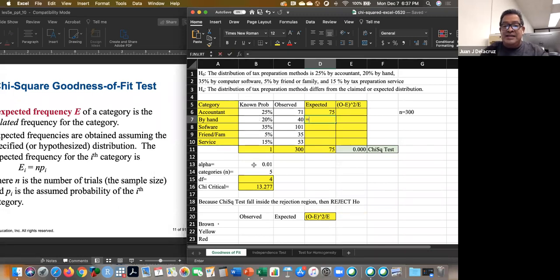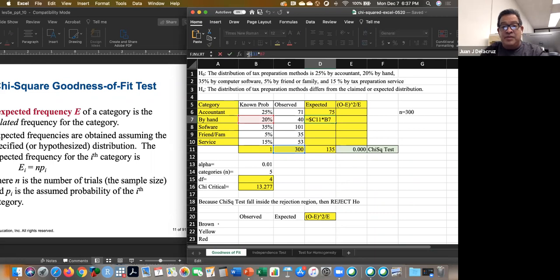So I can do exactly the same, 300 multiplied by 20%. So in the second case, I have 40 people observed. So I did my survey, 40 people answered that they did it by hand, but the expected was 60, right? So 20% of these 300 is going to be 60. So that is the expected, that is the observed. So I can do the same. I just wanted to do a couple of them.